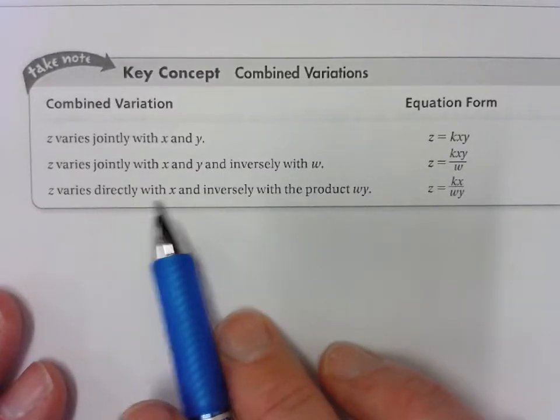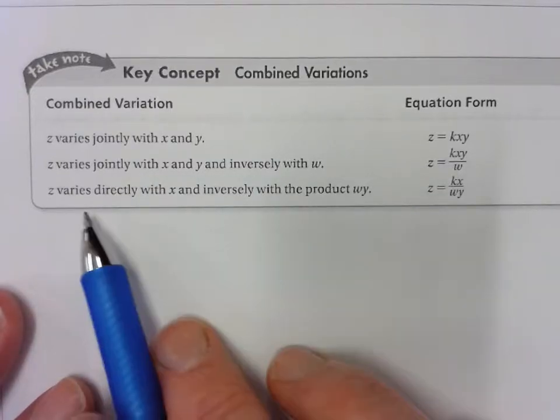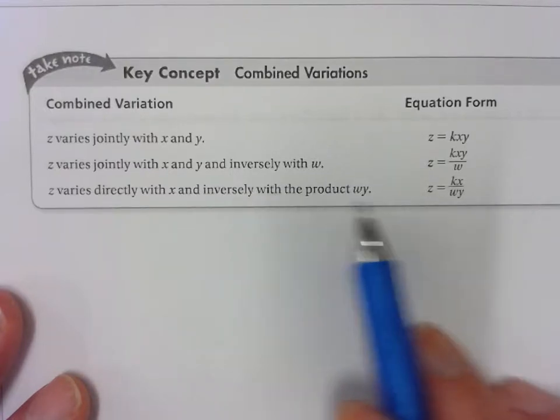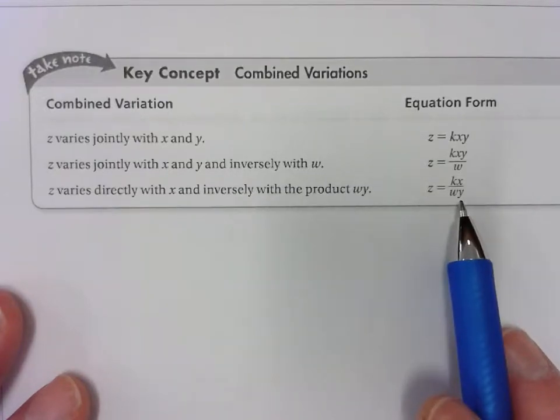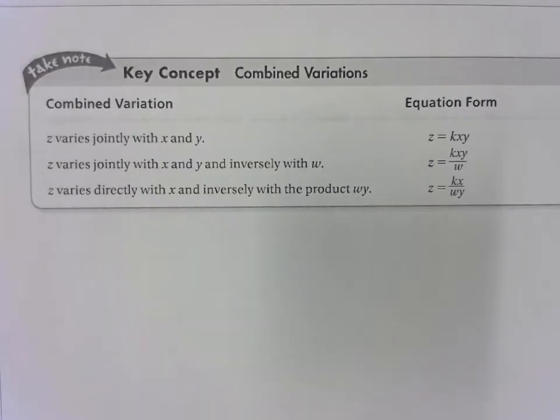And then directly, so jointly has like two things, then directly just has one. So it's directly with x, and then inversely with the product of y and w. But the k is always on the top of the fraction. I mean, k could be a decimal, which you could write it differently.